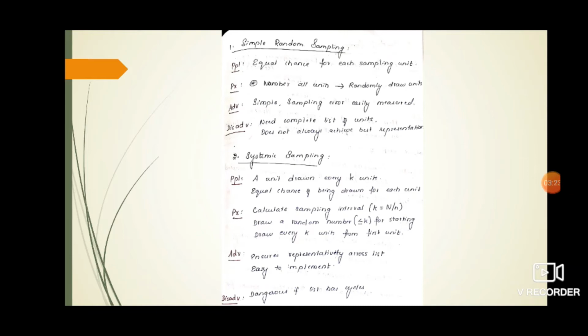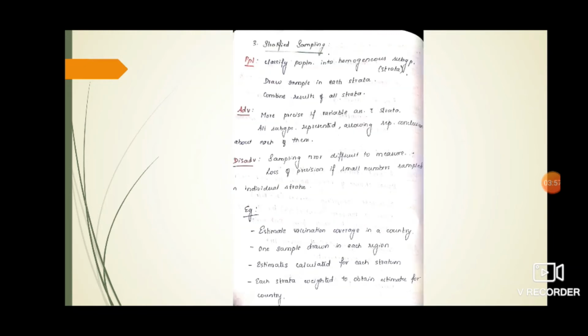Systematic sampling is where a unit is drawn every kth unit, with an equal chance of being drawn from each unit. The procedure is that we calculate the sampling interval and then draw a random number for starting. So we have to draw every 8th unit. For example, in a set, every 8th sample will be chosen for the study. It ensures representativeness across the list, and it is easy to implement. However, it is dangerous if the list has cycles.